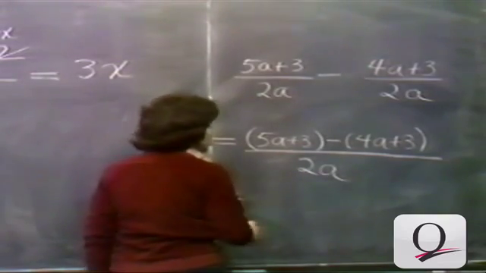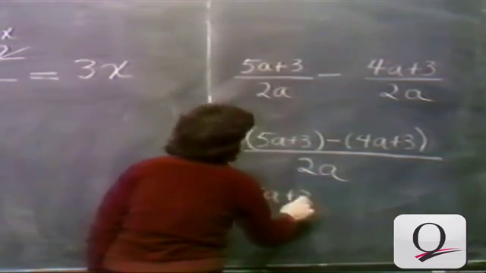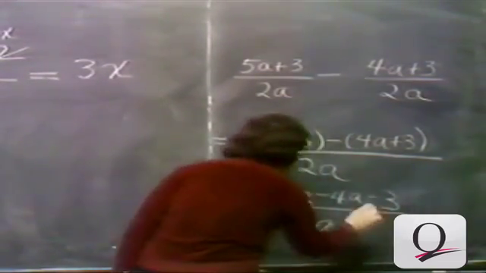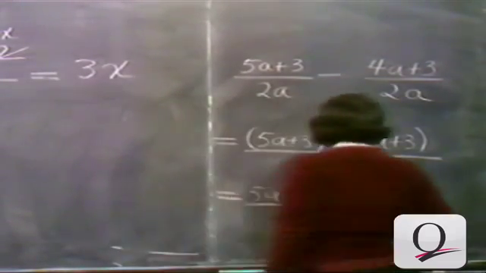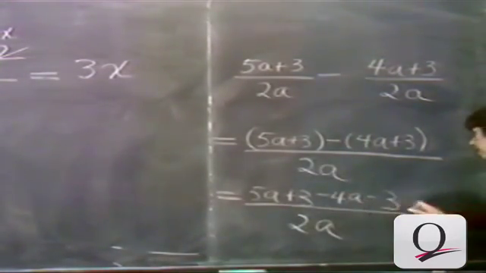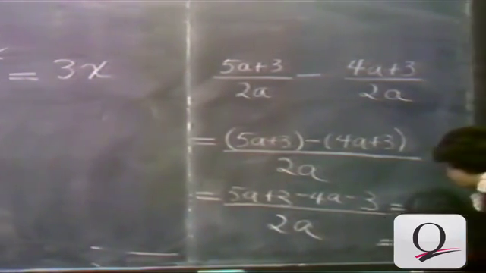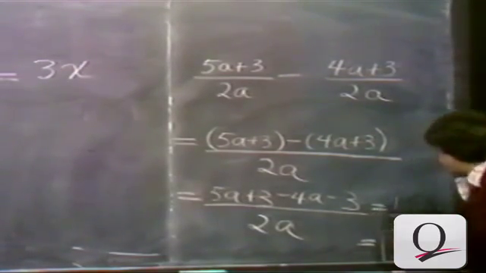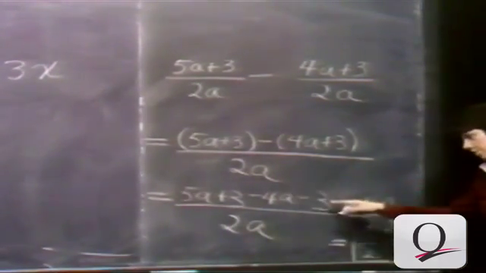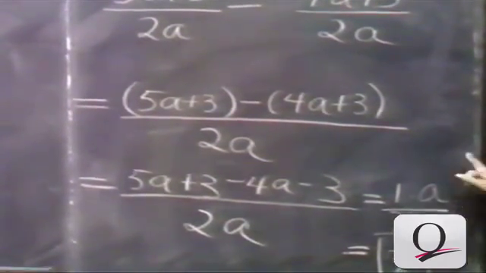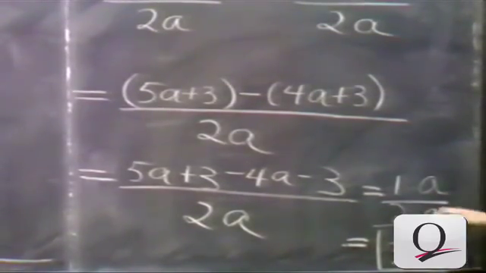Now we're going to combine like terms in the numerator. We have 5a plus 3 minus 4a minus 3 over 2a. The 3 minus 3 gives you 0. 5a minus 4a gives you 1a, or just a. And the denominator is 2a. And of course, you can cancel the a's, getting a final answer of 1/2.